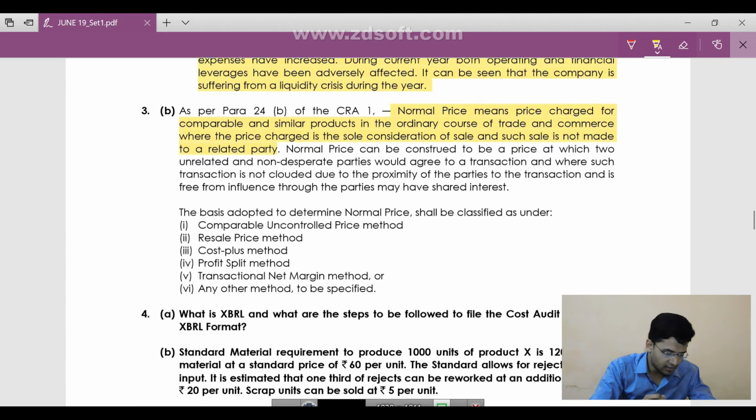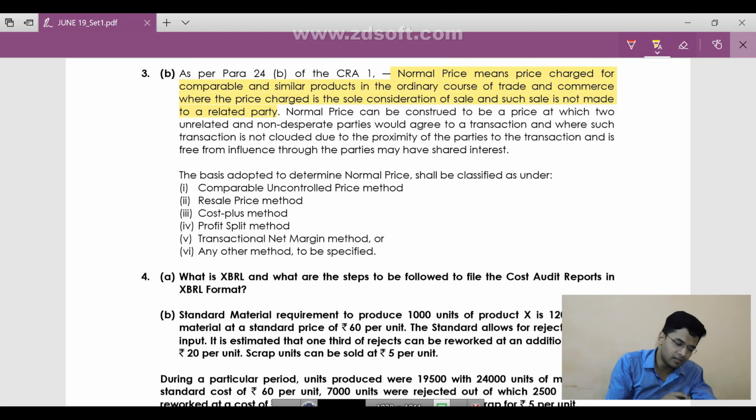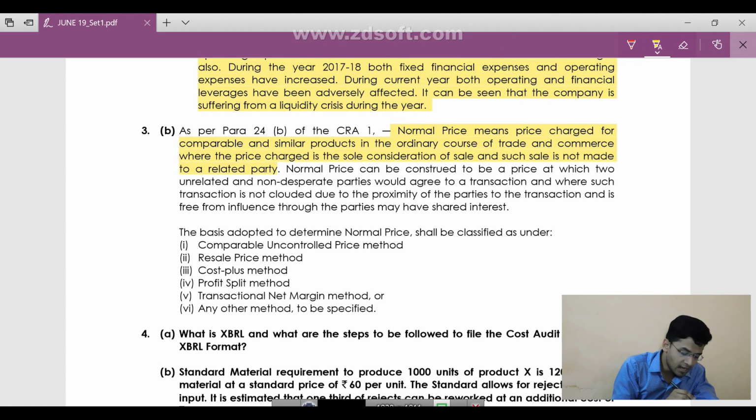So for normal price, you have to write the definition, then depending upon the number of marks and the time available, you can write the methods which are there to compute the normal price.